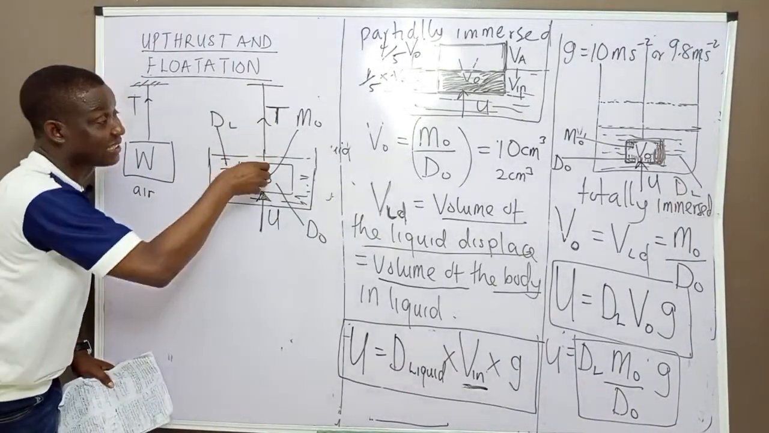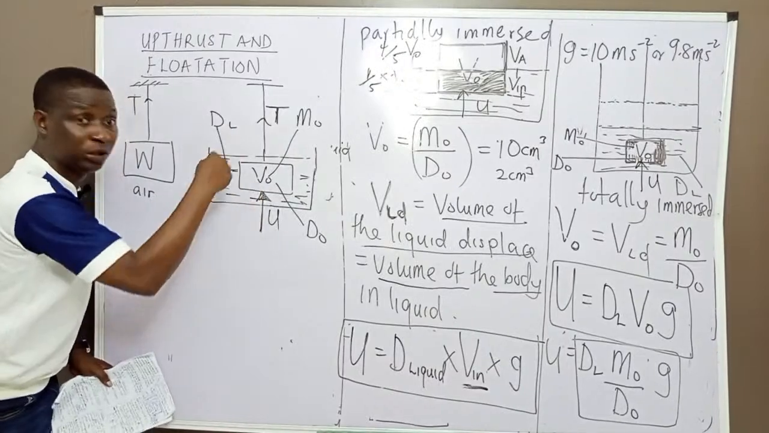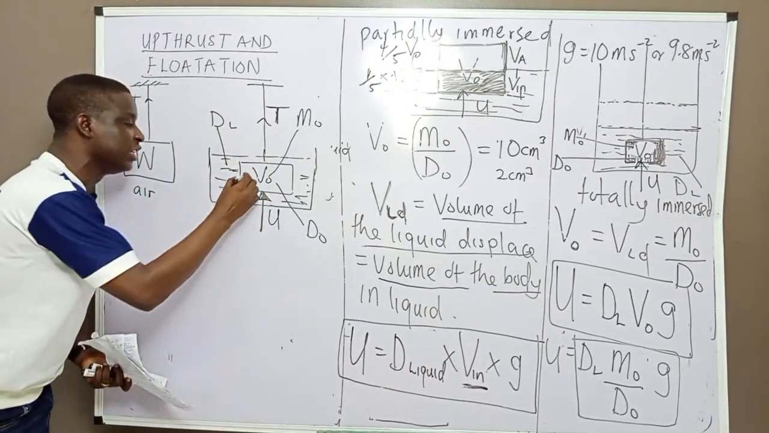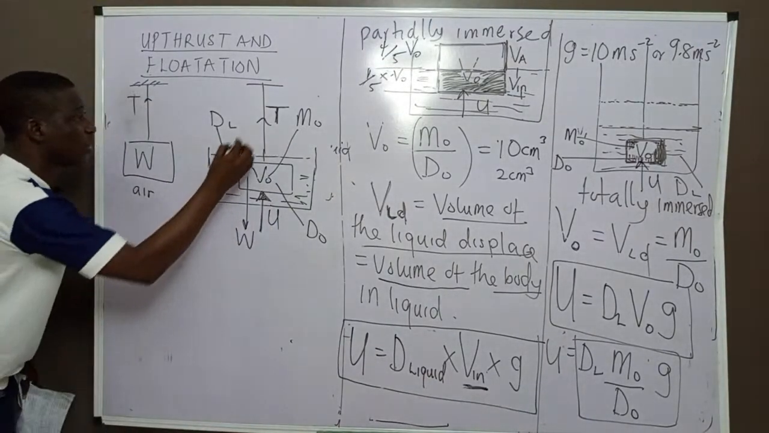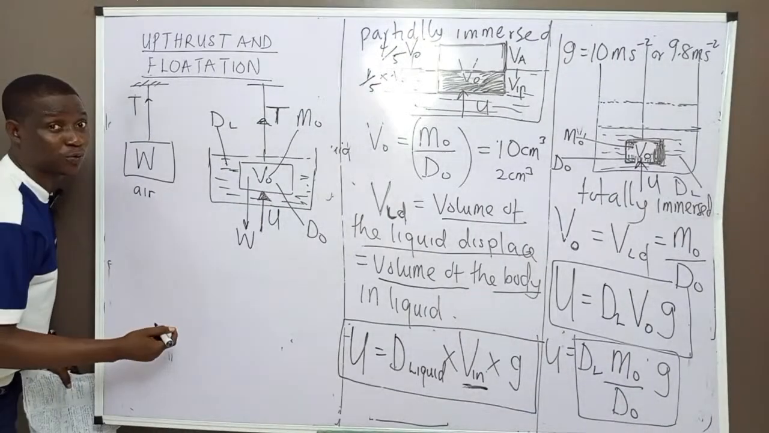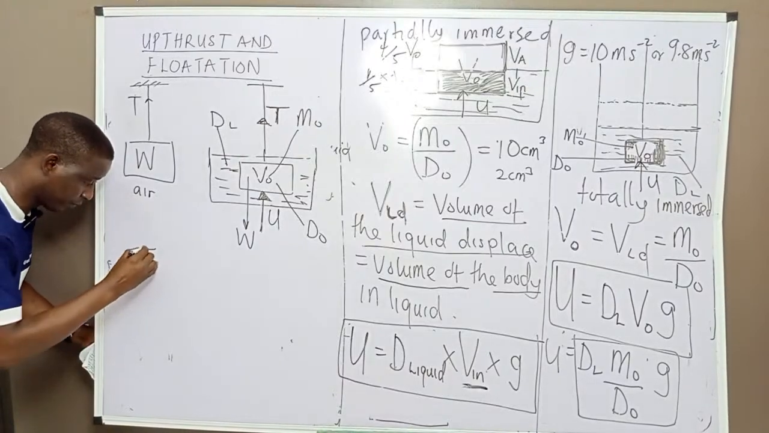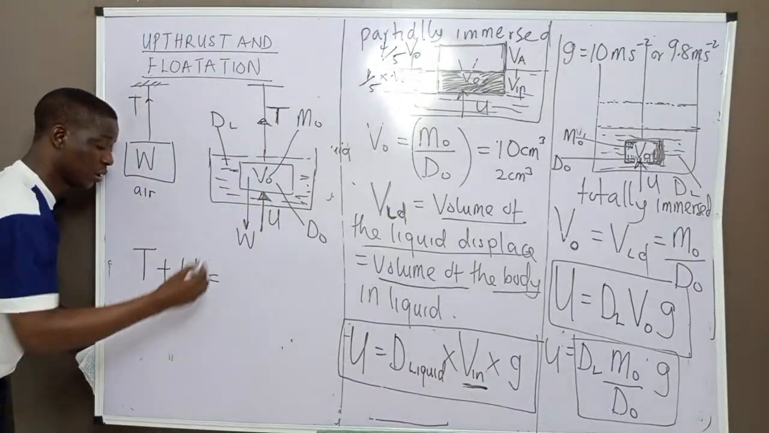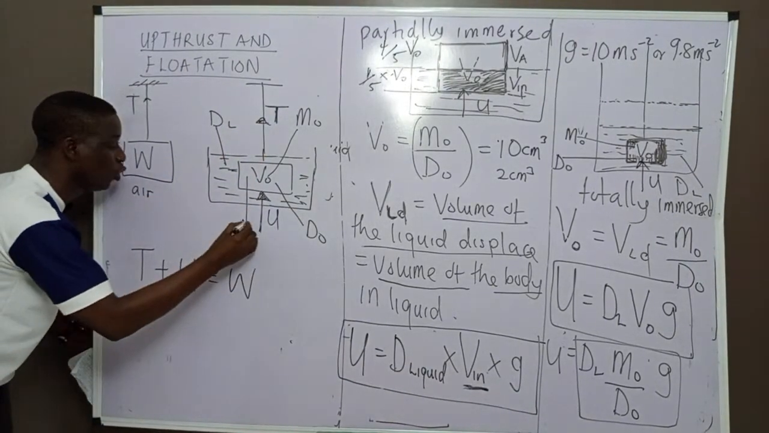Now this one has 3 forces: tension due to the string that we tie to the weight, upthrust due to the water, which is an upward force, and weight of the body due to gravity. So how many forces are going up? 2 forces. According to vectors, when 2 forces are going up, add them together, the same direction. T plus U, tension plus upthrust, equals what? Weight. Weight is the only force going down.